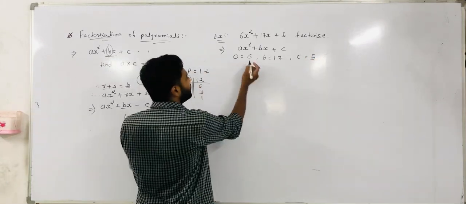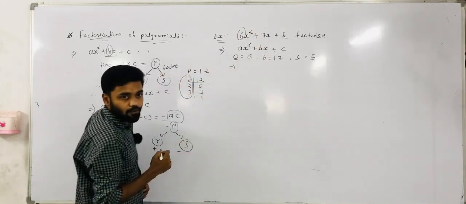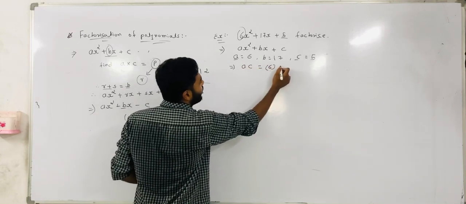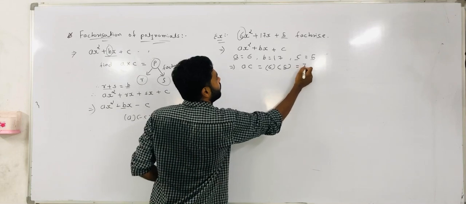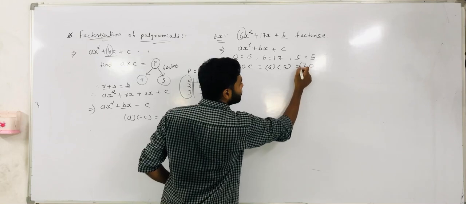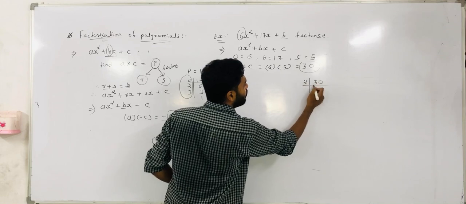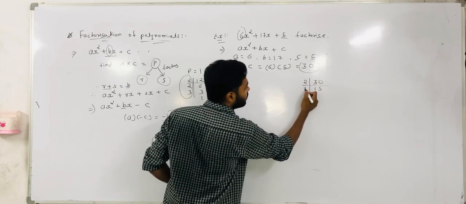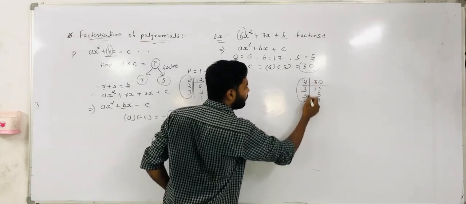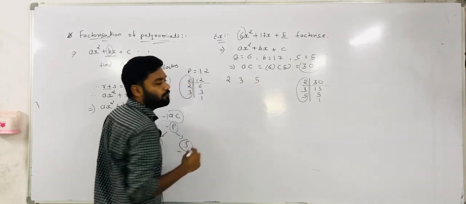Now find the multiplication of a and c, the constant term and the coefficient of x square. So if you write a into c, what you will get? 6 into 5, that is equal to 30. Now factorize 30. So 2 fifteens are 30, then 3 tens are 30, 5 sixes are 30, 1 thirty. So these are the factors of 30.